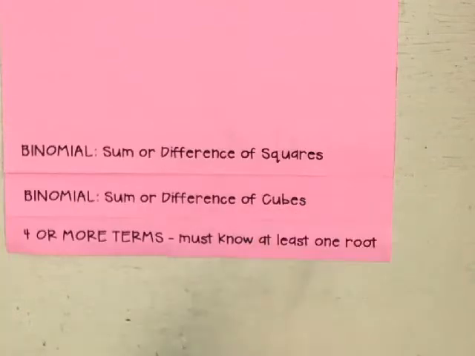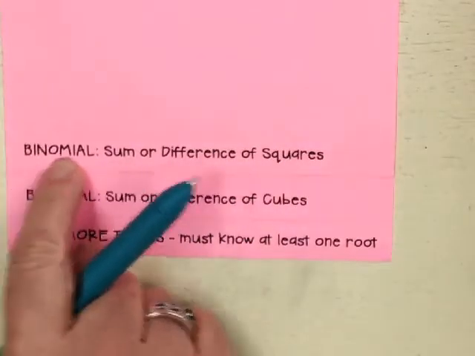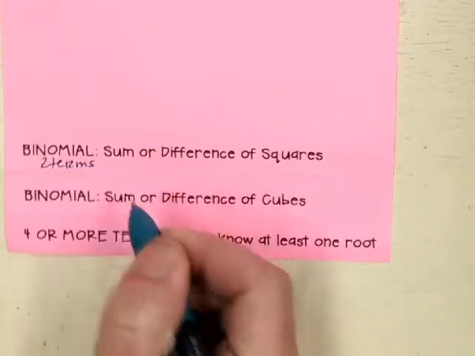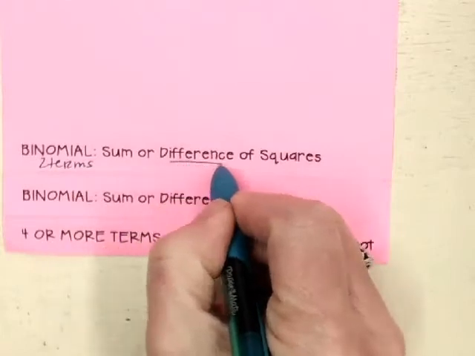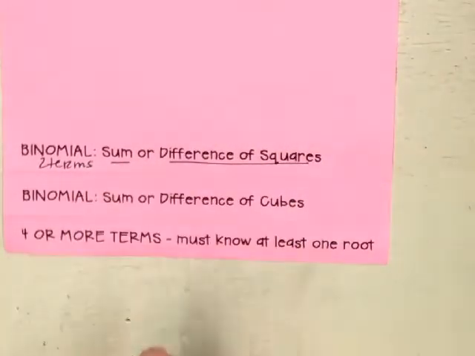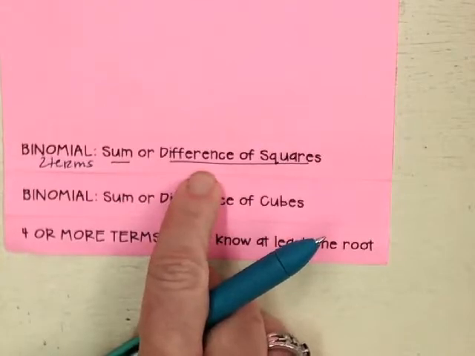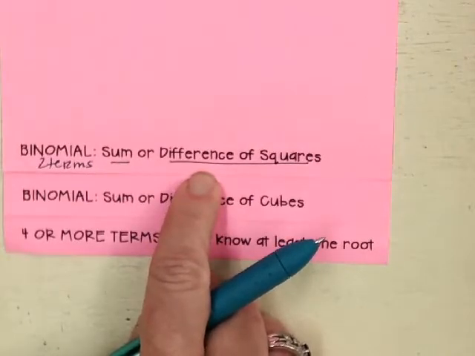Alright, let's talk about this term, this page, the binomial. That's two terms. And we're going to do a difference of squares first, and then we'll talk about a sum of squares, because we've already done this, and we already talked about this a little bit in class. So, in case you missed it in class, let's do it real quick right here.